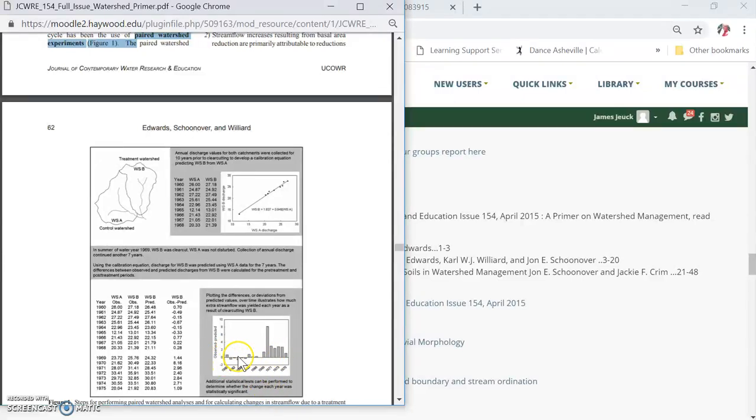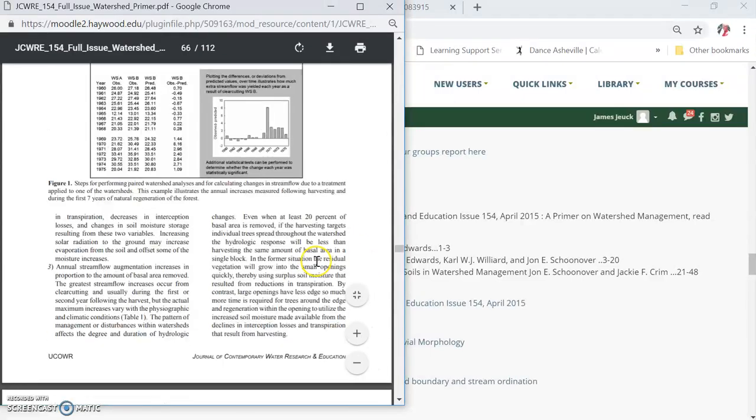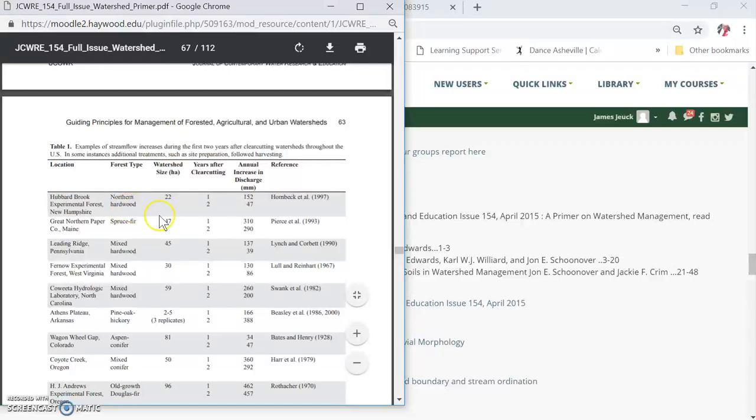Okay, so during the calibration period, they're pretty similar, right? There's not much difference between watershed A and watershed B from the prediction, okay? So pretty close, right? But then all of a sudden they harvest watershed B, and then they see this much more water coming off it. So that's how the paired watershed study allows them to see, oh, when we do this to it, what are the differences, okay? And there's a whole lot of different paired watershed studies that have taken place.